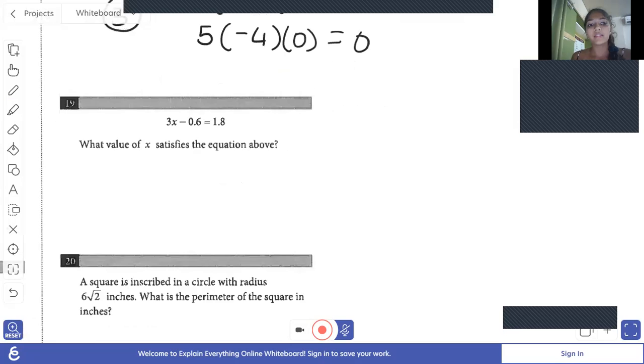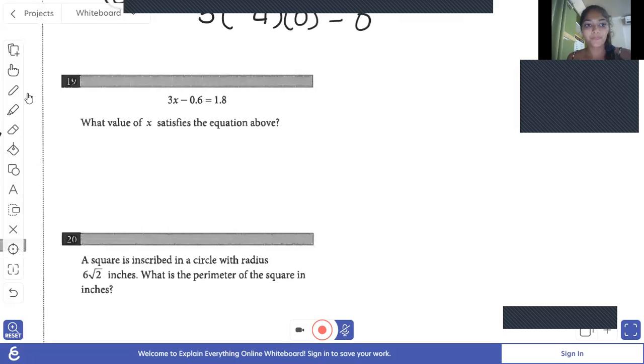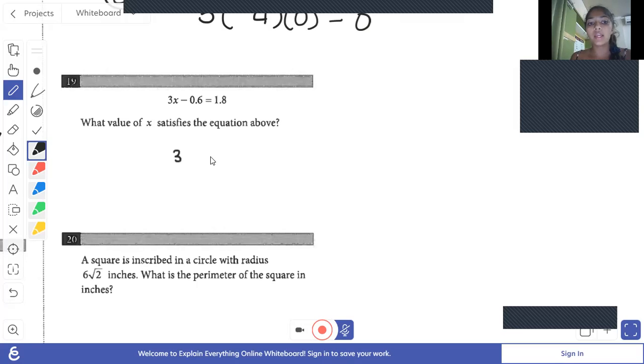What value of x satisfies the equation above? 3x minus 0.6 equal to 1.8. Adding 0.6 to both sides, we get 3x equal to 2.4. Dividing both sides by 3, we get x equal to 0.8. So this is our answer.